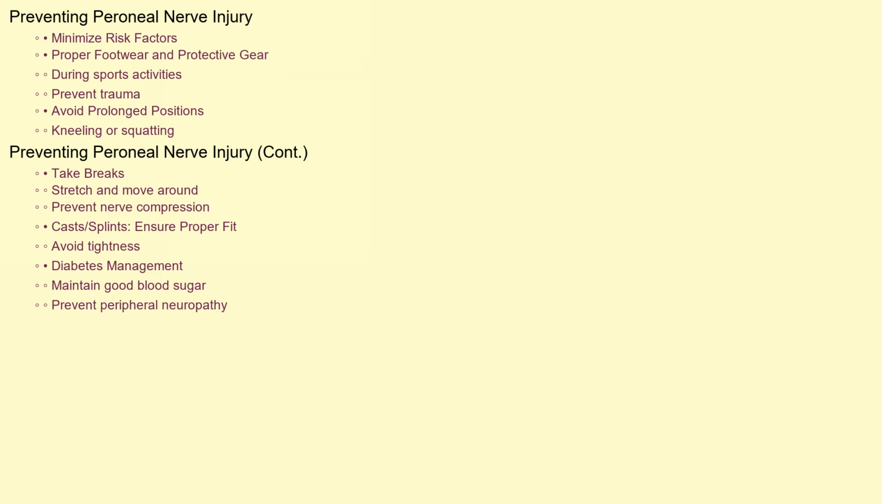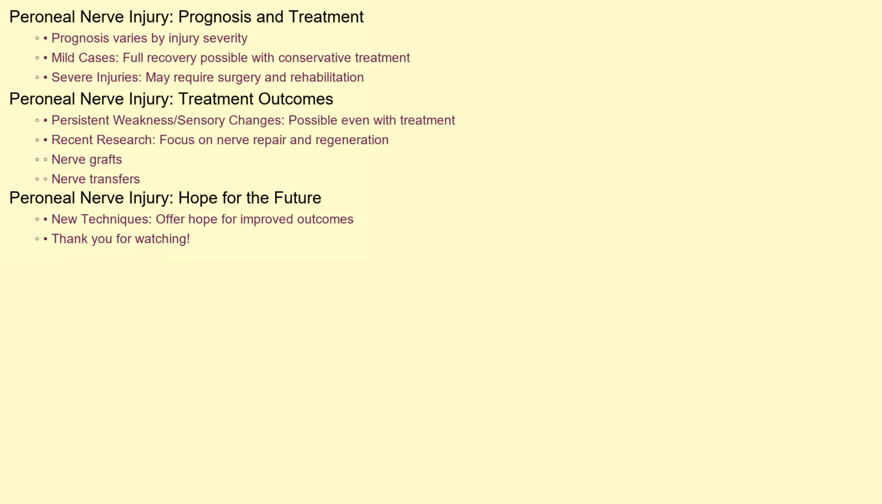Preventing peroneal nerve injury involves minimizing risk factors. Proper footwear and protective gear during sports activities can help prevent trauma to the nerve. Avoiding prolonged kneeling or squatting, and taking breaks to stretch and move around, can prevent nerve compression. If you wear casts or splints, ensure they are not too tight. For individuals with diabetes, maintaining good blood sugar control can help prevent peripheral neuropathy and reduce the risk of nerve injury. The prognosis for peroneal nerve injury varies depending on the severity of the injury.